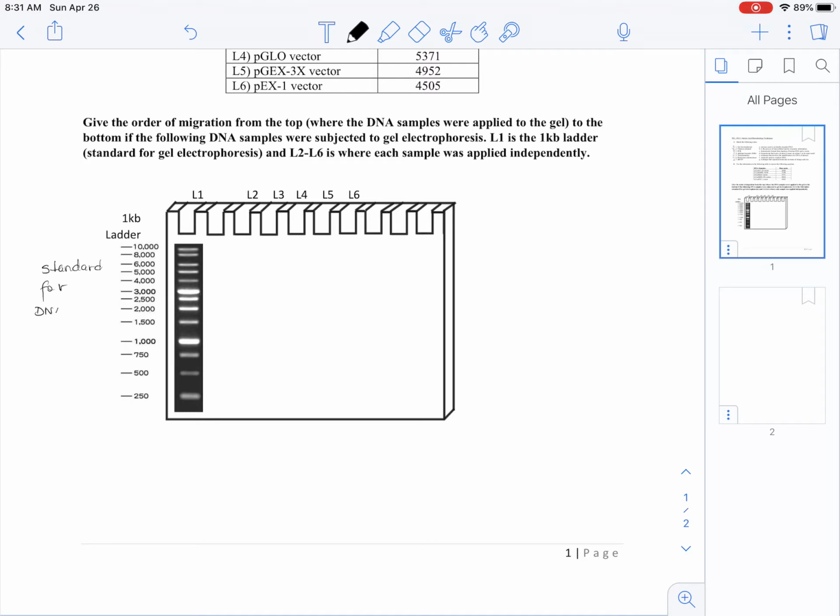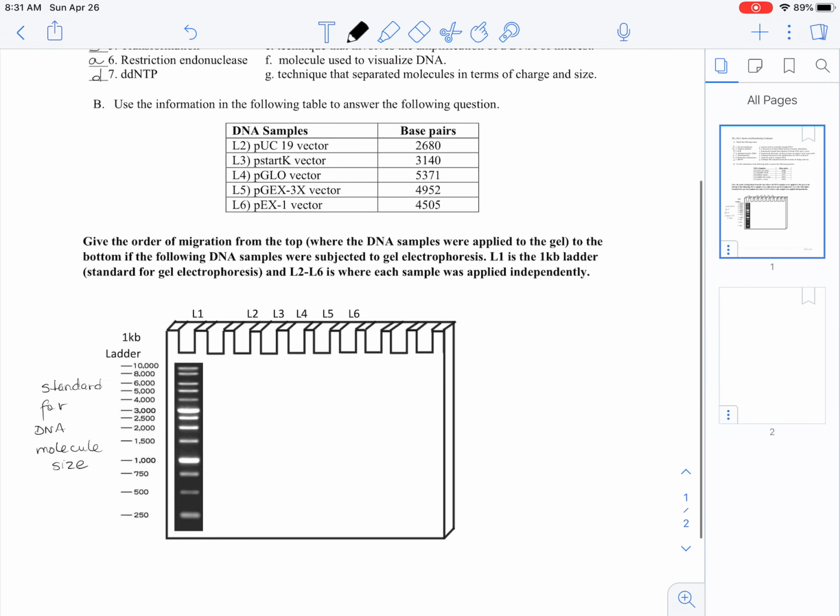for DNA molecule size. And as you can see, when it comes to this problem, we're going to be lining up from large molecules. And as we move down in this agarose gel, we're going to be moving to small molecules. So, lane 2, we have a vector that is going to be around 2680 base pairs. So if we look at the size, and this is all relative, it's going to be somewhere here.